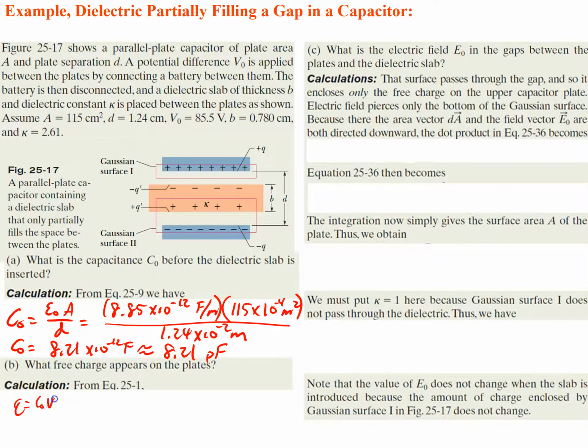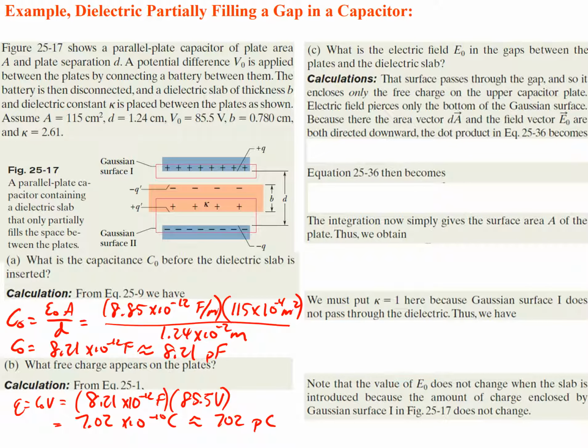Q is equal to C naught V. And that is going to be the capacitance that we just solved for, so 8.21 times 10 to the negative 12 farads times 85.5 volts. That's going to equal 7.02 times 10 to the negative 10 coulombs, or approximately 702 picocoulombs.